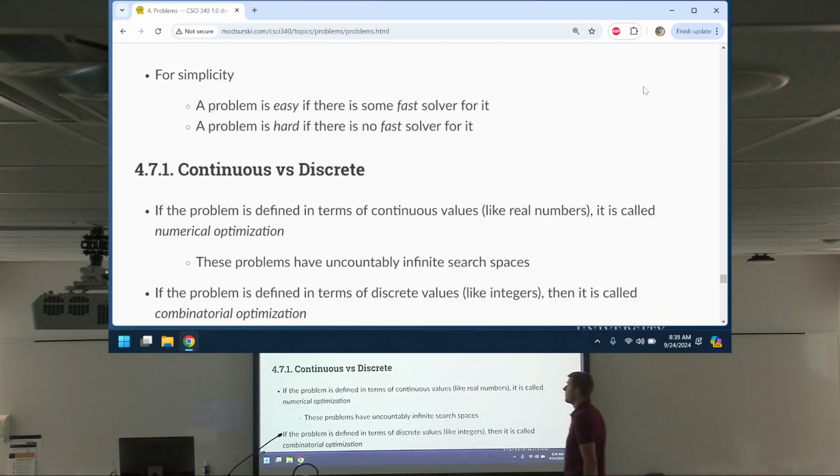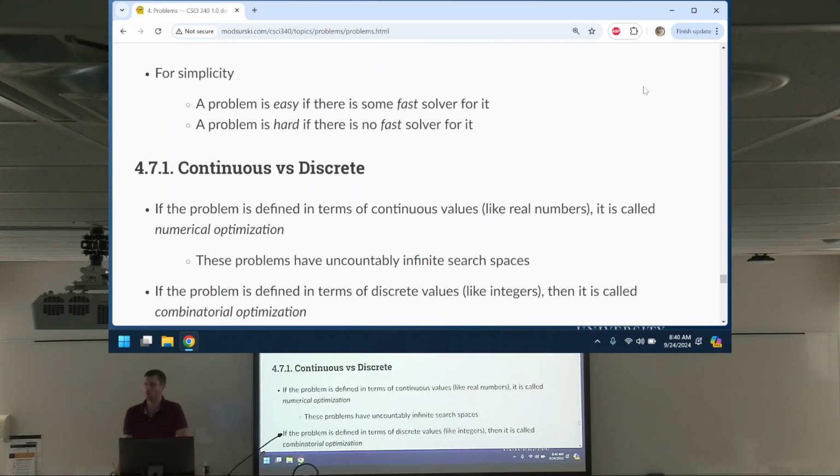For simplicity, a problem is easy if there is a fast solver for it. And when I say fast, I mean an algorithm that can run in polynomial time. For those of you that don't remember, polynomial time doesn't need to be linear time. It doesn't necessarily need to be big O of n squared. It could be n cubed or whatever. But it is polynomial time. We're not talking about something like big O of n factorial, or big O of 2 to the n, something that's exponential. That's where we have problems.